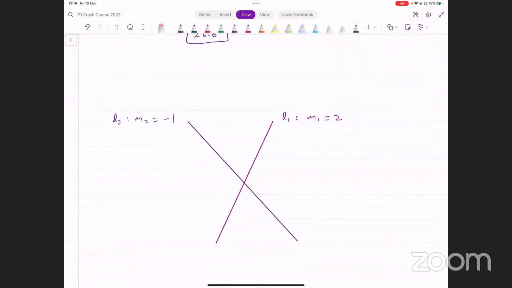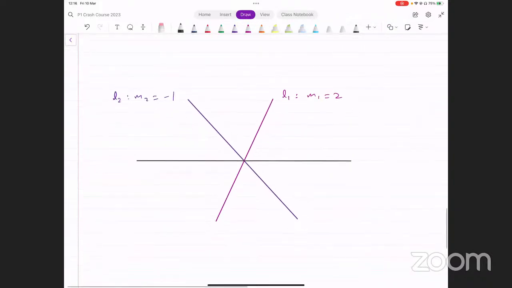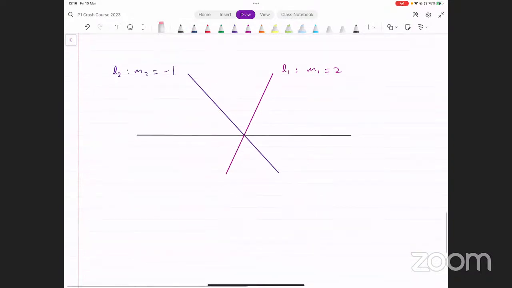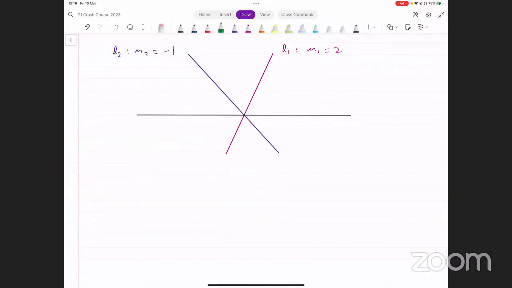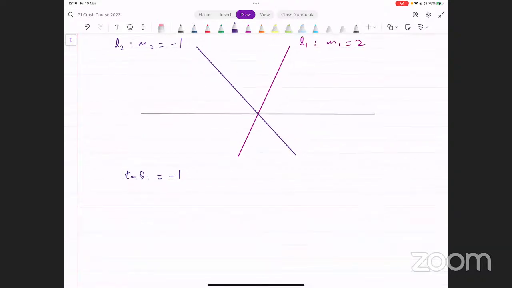We're looking for the angle between these two lines. We have this horizontal line. Let's find the angle between these two lines and see what that turns out to be. Now, how do you find that? Just do the same thing that we did before. Tan θ1 equals -1 and tan θ2 equal to 2. Just find the individual angles with the x-axis.